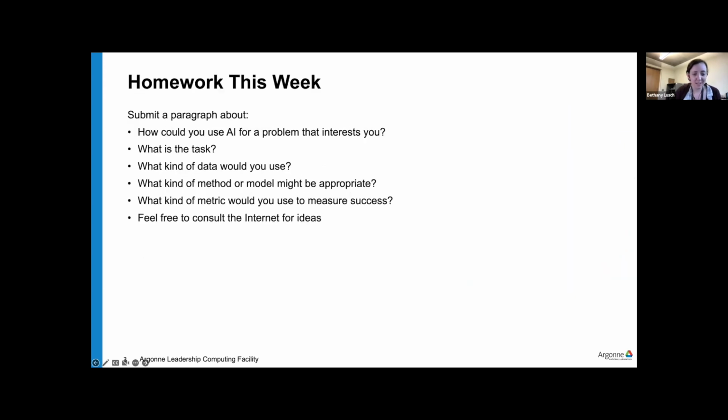And I'm going to say the homework now so that you keep it in mind while I'm talking. The homework is to submit a paragraph about how you could use AI for some problem that interests you. So what's the machine learning task? What kind of data would you need? What kind of method or model might be appropriate? And how would you measure success? Is it accuracy, or something like that? You can feel free to look online for papers or blog posts that might be relevant. So that's motivation to listen as we talk about some other advanced methods.